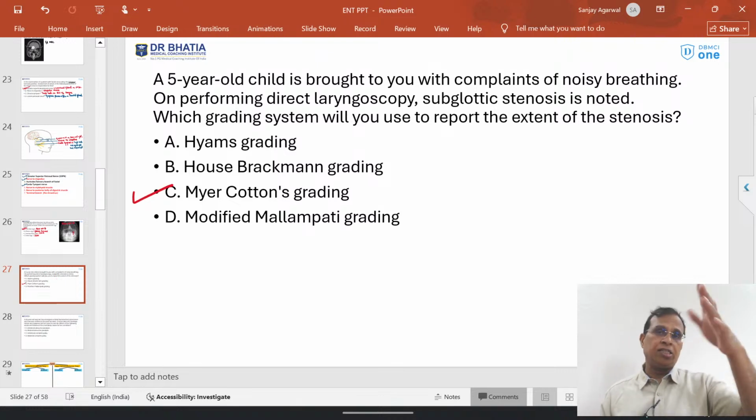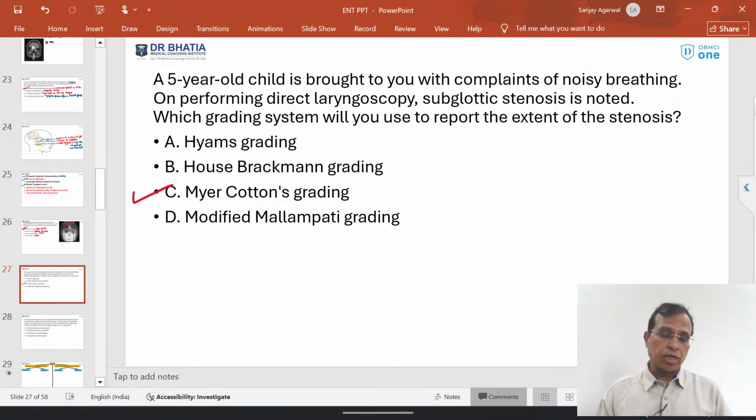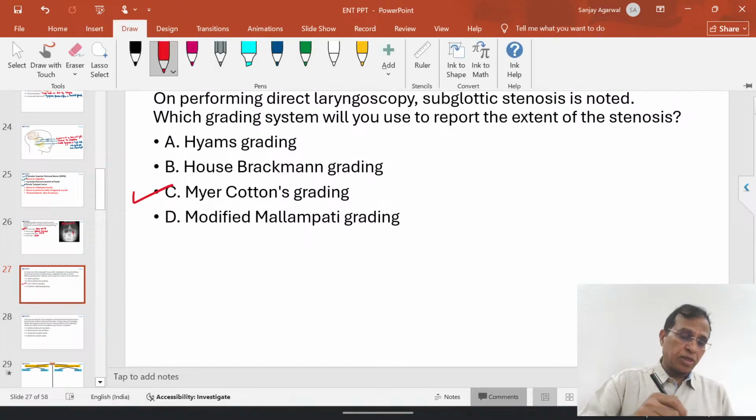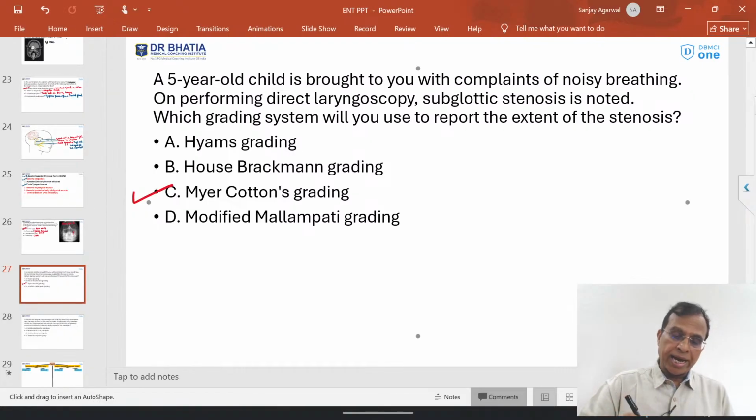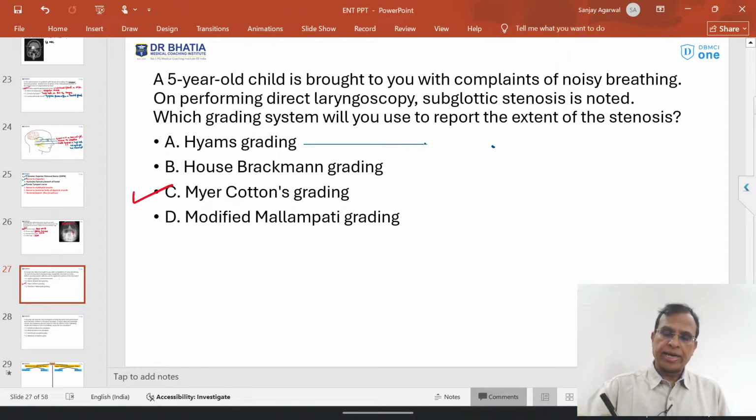Okay, challenge. Now comes the challenge. Tell me, when is this one used? When is the Ham grading used? Ham grading is used for which condition? Anybody?